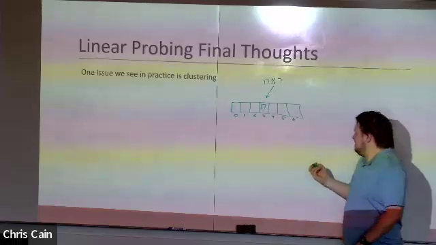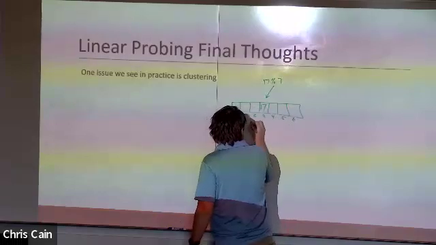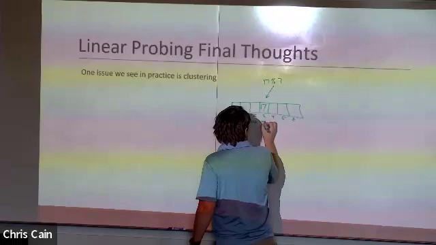Just for evenness' sake, there are 100 numbers that would hash here, 100 numbers that would hash here, 100 numbers that would hash here.